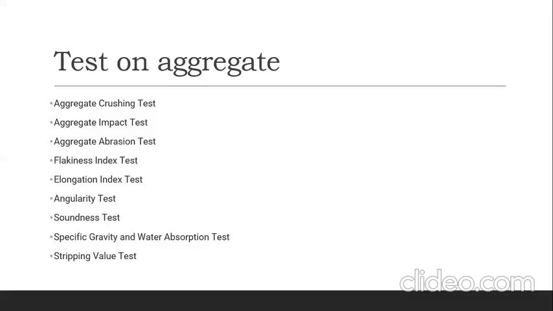Finally, stripping value of aggregate test is also used. Basically, this stripping test is used to check whether this type of aggregate can be used for road construction purposes or not. Initially, a layer of tar or bitumen is applied on the aggregate surface, and it will be boiled and dried. Again, it is boiled, it is dried. So continuous boiling and continuous wetting and drying will be taking place. During that time, we have to estimate how much bitumen is peeling. Based on that, the stripping value of the aggregate will be found.